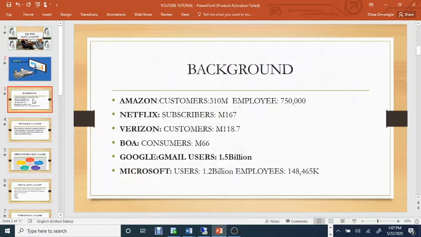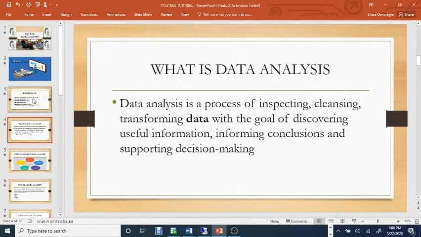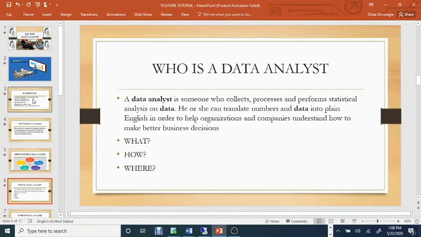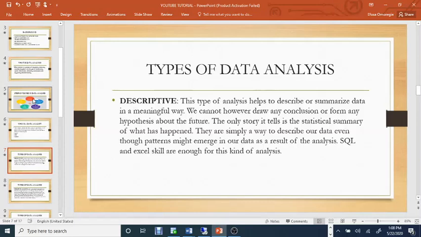So in the previous video, we looked at some sample companies to have an idea of the volume of data that they have. We looked at Amazon, Netflix, Verizon, and Bank of America, and we went through all of these. We also looked at what data analysis is, the steps involved in data analysis, and who a data analyst is, and we are going to continue building on this. So we're going to look at types of data analysis. That's the focus for today.